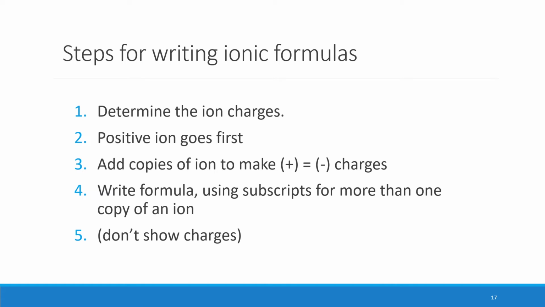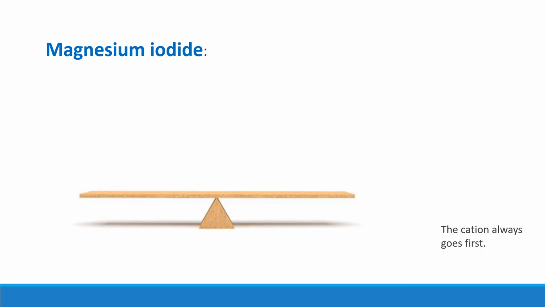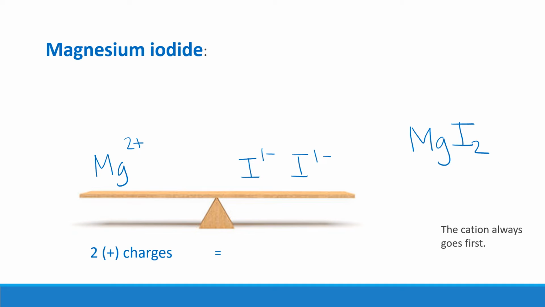Okay, so don't show charges. Let's do a couple more examples. So magnesium iodide. Our magnesium ion has a charge of 2 plus. Our iodide ion comes from iodine. It has a charge of 1 minus. Again, not equal, so I have to add in another copy of iodide. When I write the formula, that now gives me 2 pluses and 2 minuses, MgI2. So the little subscript shows how many iodines I put in there. I understand I only have 1 magnesium. Right? That's the formula for magnesium iodide, and the cation always goes first.